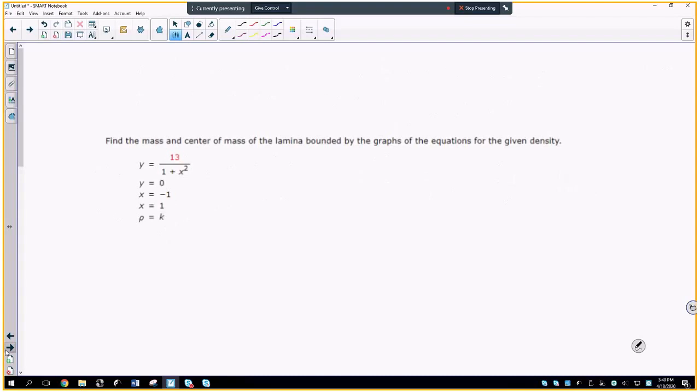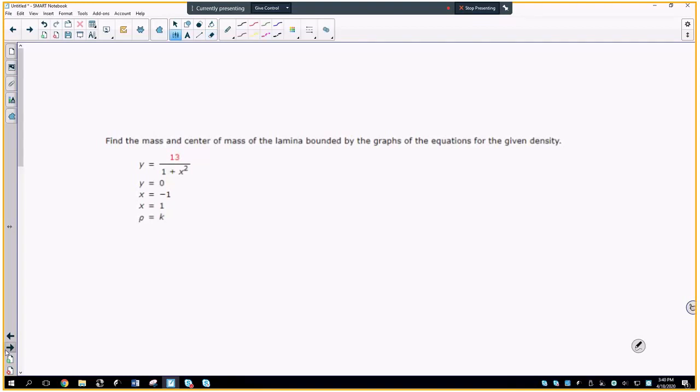Our first problem is asking us to find the mass and the center of mass of the lamina bounded by the graphs of the equations for the given density function. As you can see, the density function in this problem is a constant density function, rho is equal to k, so it's a continuous density function as well. Whereas the boundary of the lamina is given by y equal to 13 over 1 plus x squared, y equal to 0, x equal to negative 1, and x equal to 1.